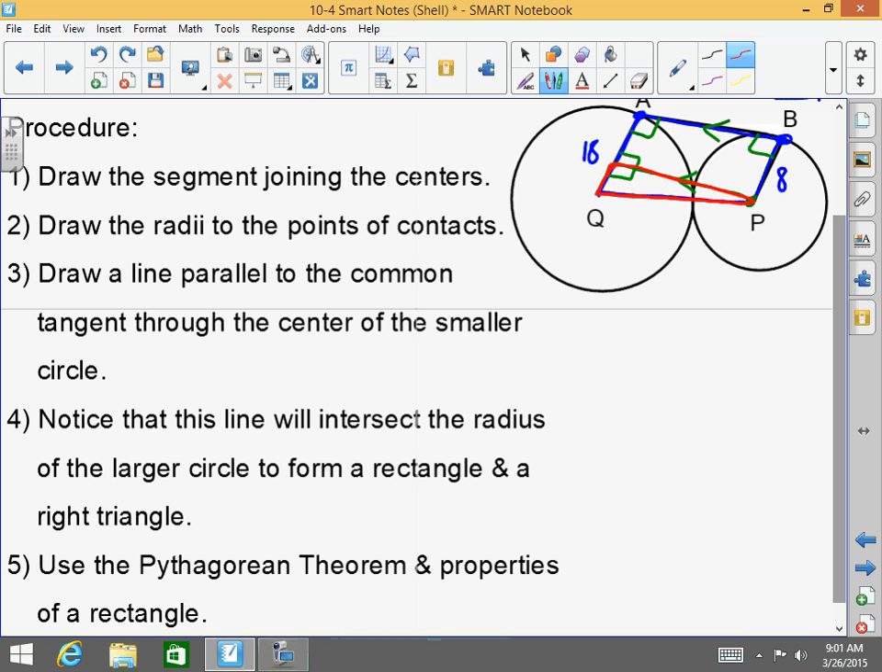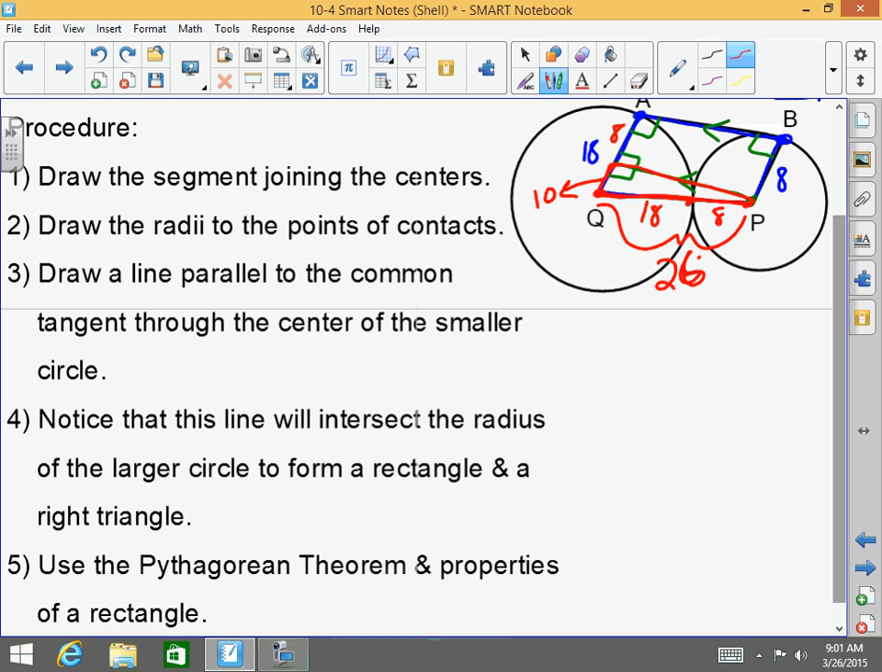If the small radius is 8, that means this is 8, and this guy here is 10. The radius of the large circle is 18. The radius of the small circle is 8. So that means this side is 26.